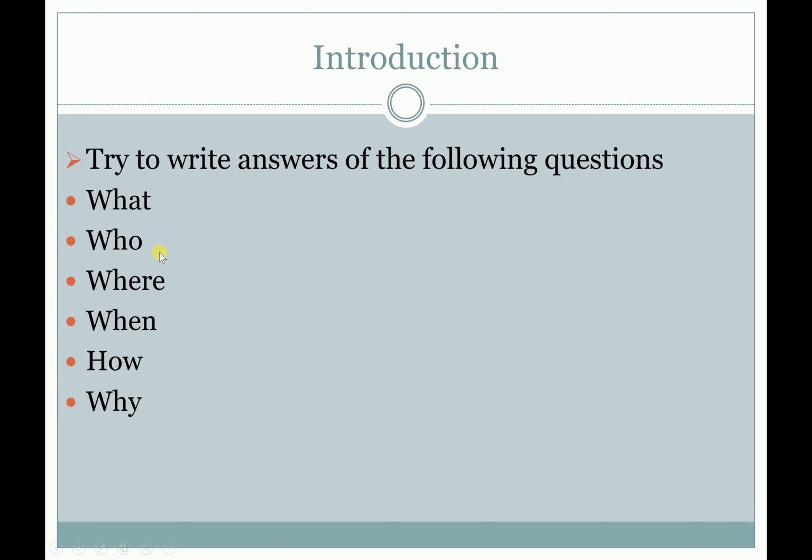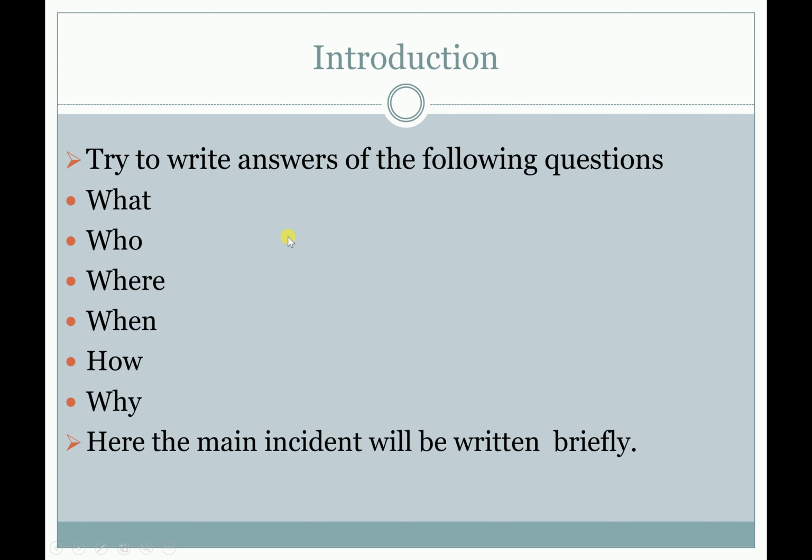That means what happened, who was involved there, where it happened, when it happened, how it happened, and why it happened. These are the questions you will try to answer in the introductory section. Then the main incident will be written very briefly here. When you are answering these questions, you are actually writing the main incident briefly. Then the explanation should be given in the introductory section.